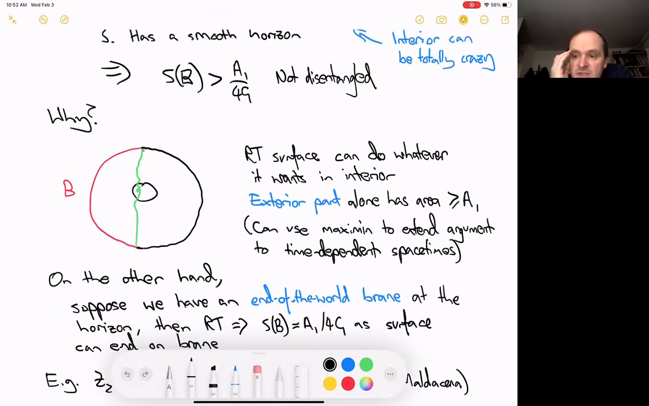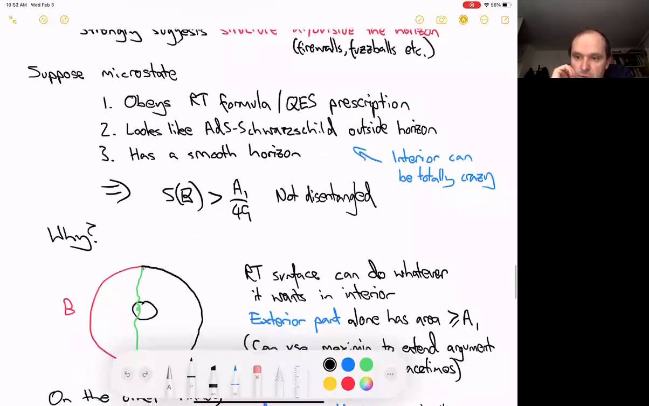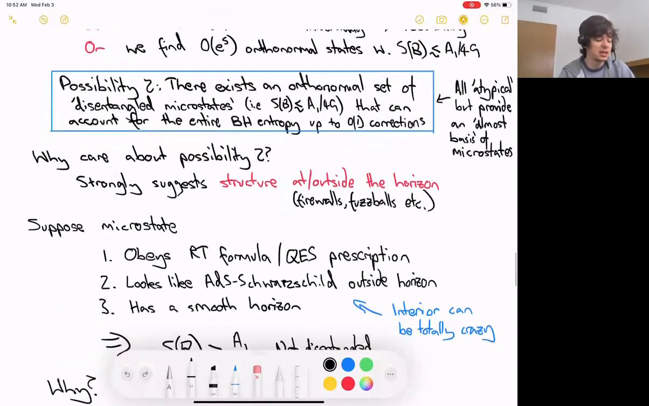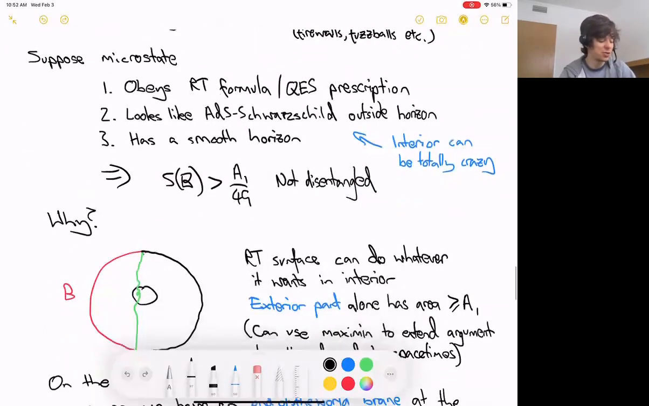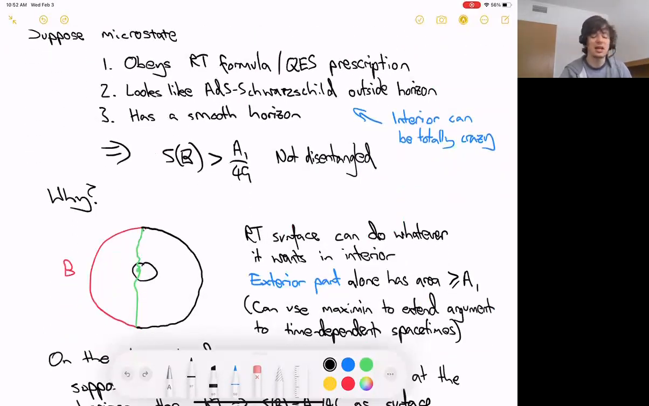What do you mean by not disentangled? I'm trying to understand. My definition of disentangled, I'm assuming we're in AdS/CFT here, means that the entropy of this boundary region big B is less than or equal to A1 over 4G. It's just an upper bound on the amount of entanglement entropy between the two different boundary regions.